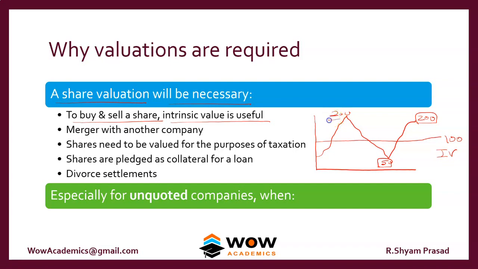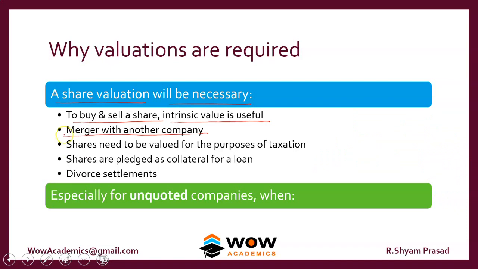So what happens is, anytime it is below 100 you can buy, and anytime it is above 100 you have to sell. So the buy and the sell are predominantly dependent upon the intrinsic value. To find out that intrinsic value, we have to do valuation. So valuation becomes very important.